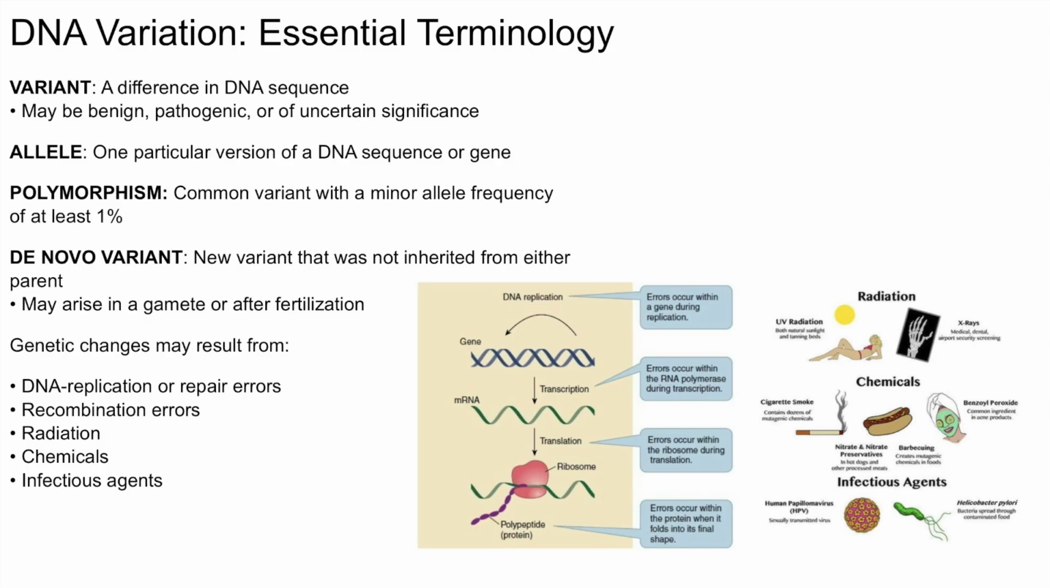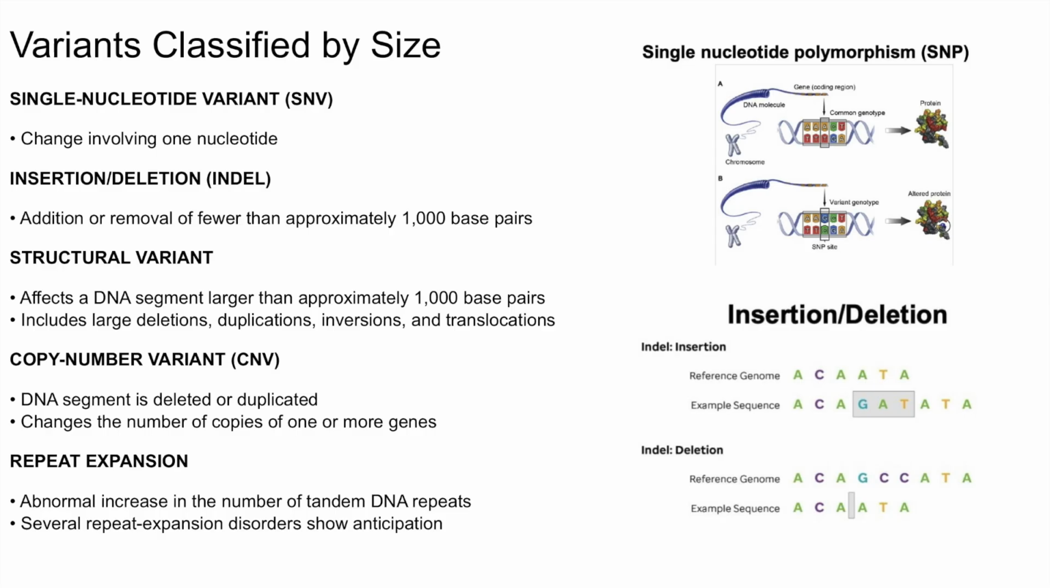Genetic changes can result from DNA replication or repair errors, abnormal recombination, radiation, chemicals, or infectious agents. A major clinical principle is that newly discovered variants should not automatically be assumed to explain a patient's disease. So genetic variants can be categorized and organized by the amount of DNA involved. So a single nucleotide variant changes only one nucleotide.